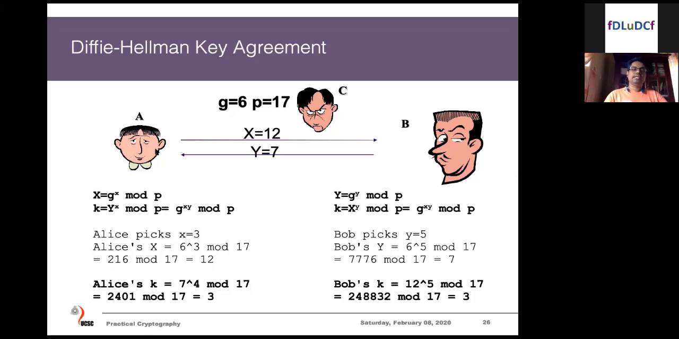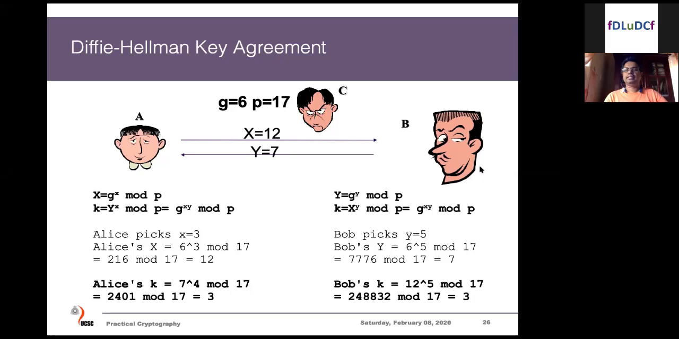Then Alice shares her public key with Bob. Alice sends capital X, that is the public key of Alice, to Bob. Then the key generation of Alice is over. She has her private key, small x, that is 3, and her public key, capital X, that is 12.